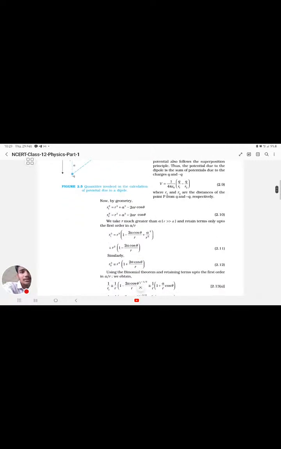R1 square is R square plus A square minus 2AR cos theta, and R2 square is R square plus A square plus 2AR cos theta. So we take R much greater than A and retain the terms only up to the first order in A by R. I'm taking R square as a common factor, and considering A to be far lesser than R, so the A square terms can be neglected.